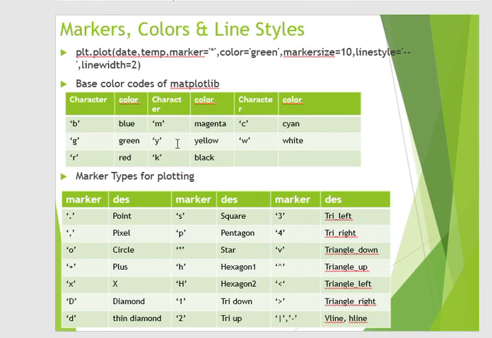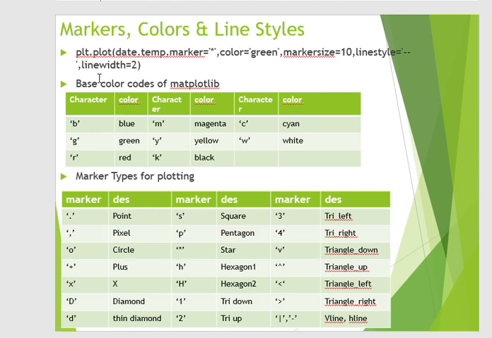Now we have detailed markers here. So we can go with the basic colors. B is for blue, G is for green, R is for red, M is for magenta, Y is for yellow, K is for black, C is for cyan, W is for white. So these are the base colors. We also have marker types: point, comma, circle, plus, multiplication, diamonds, thin diamond, square, pentagon, star, hexagon 1, hexagon 2, triangle down, triangle up, triangle left, triangle right, tri down, tri up, tri left, tri right, V line and H line. So these are the markers and the base colors.